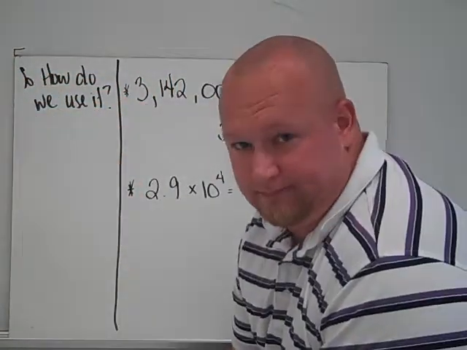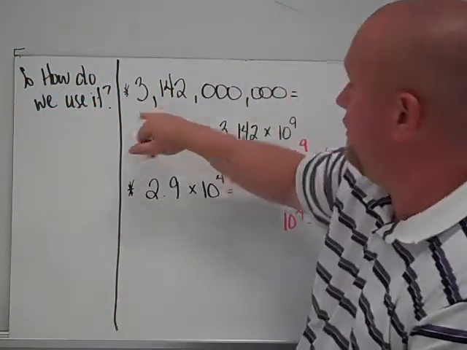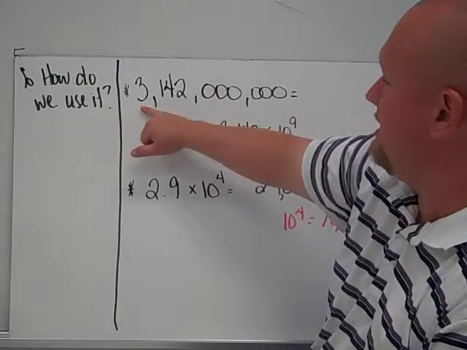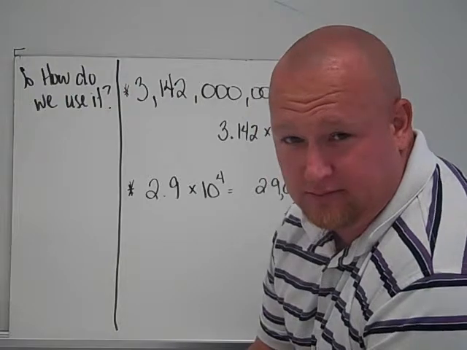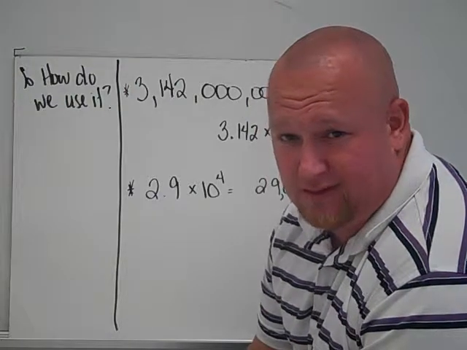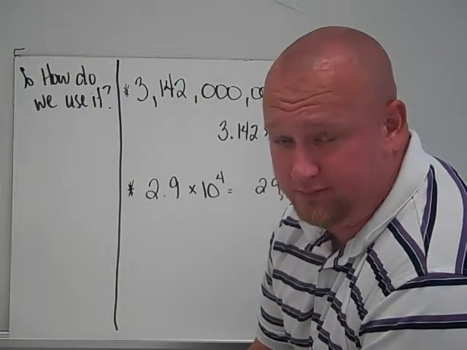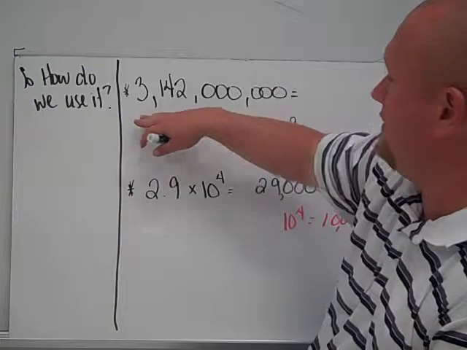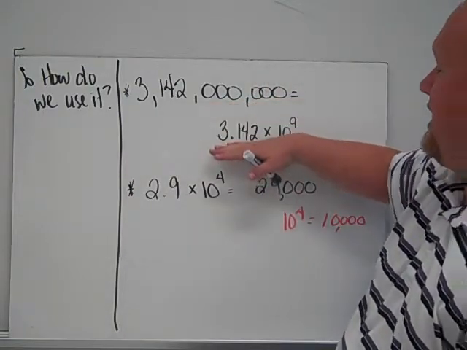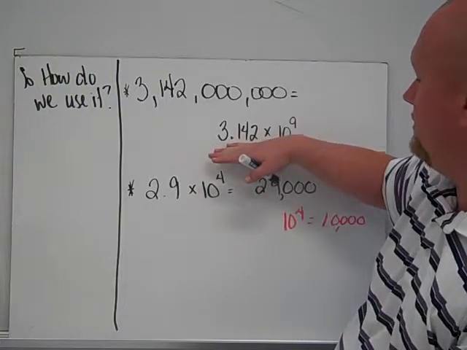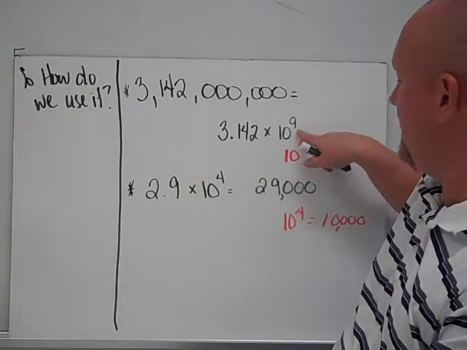So how do we use it? We use it for numbers like this. This number right here is 3,142,000,000. That's a lot of cheddar, baby. But we don't want to have to write this number every single time. So we can express it as 3.142 times 10 to the 9th.